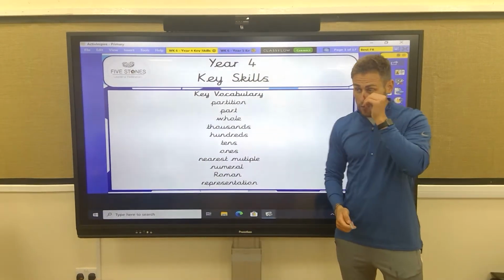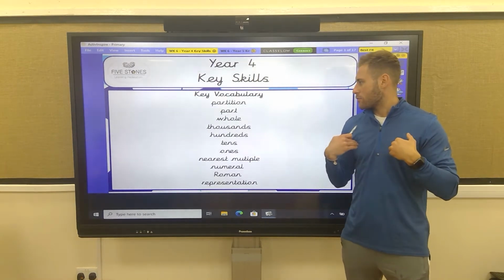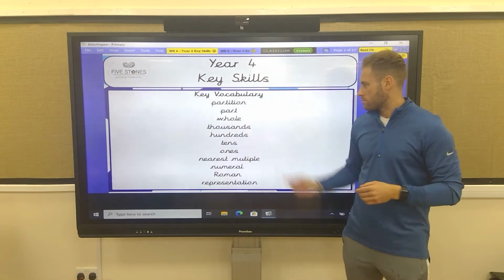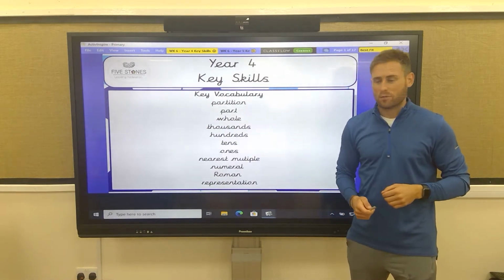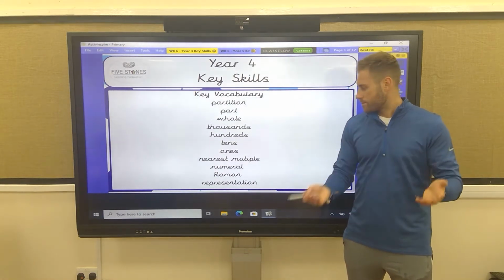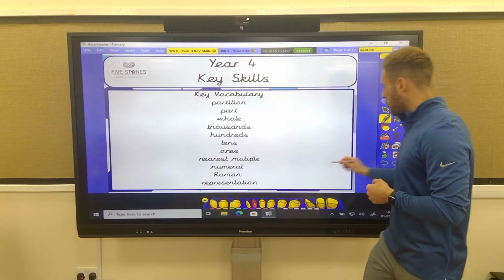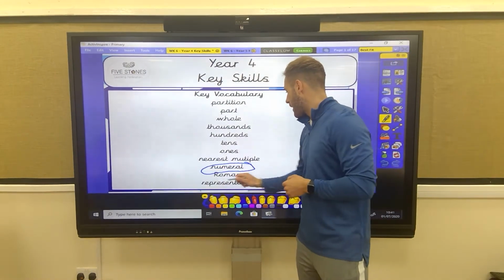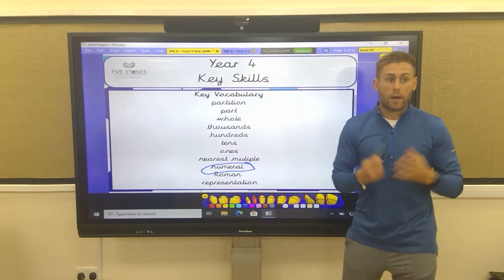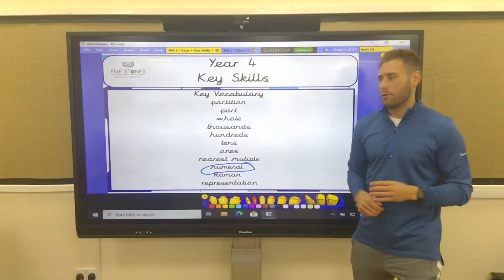So the key vocabulary we have is partition, part, whole, thousands, hundreds, tens, ones. Great, so those elements are going to help us with a couple of activities. Then we've got nearest multiple, numeral, Roman, and representation. Great. So when we're actually looking at Roman numerals, numerals is a way that we can represent part of a number or represent that whole number in a different way to which we are usually seeing nowadays.